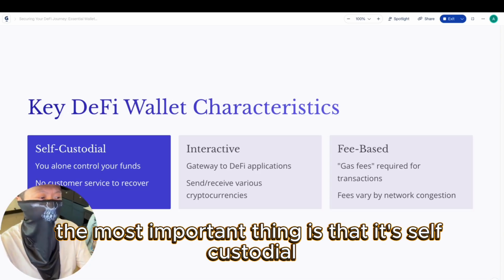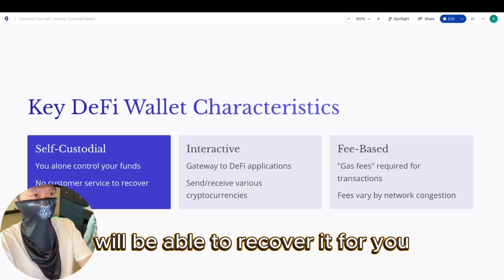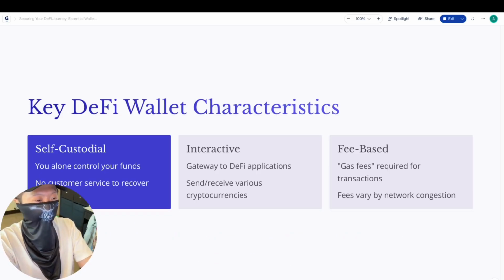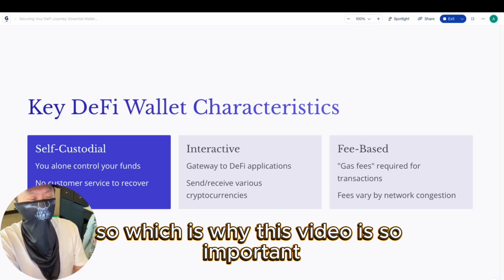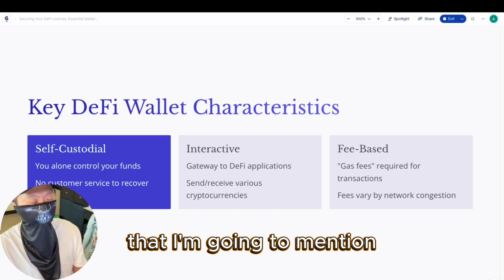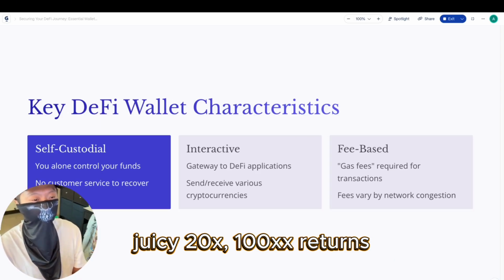Now, the most important thing is that it's self-custodial. You alone control the funds, and no customer service will be able to recover it for you. There is no government entity, there is no bank, nobody in the world can recover the money for you. Which is why this video is so important. You must practice at least 3 to 4 of these that I'm going to mention to keep yourself safe. Keep your money safe for those juicy 20x, 100x returns.